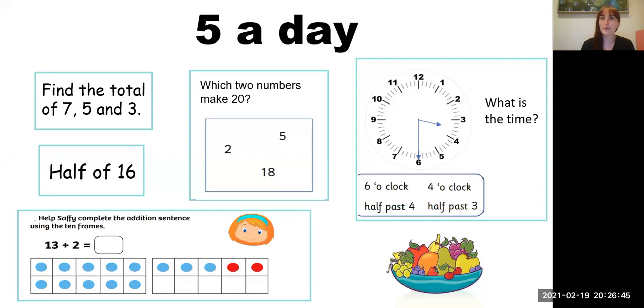Hello everyone, and we're on Friday's maths lesson. We've got another 5-a-day to start us off, our last one of the week. So let's have a little look, shall we?